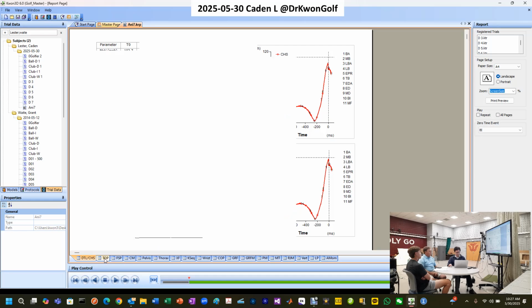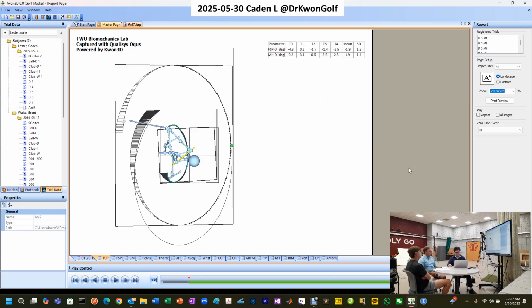Okay, and this is the top view. This large rectangle is your swing plane, and your swing plane is fairly aligned toward the target here. And then this smaller rectangle is your hand motion plane, formed by your hand motion, which is slightly inward.